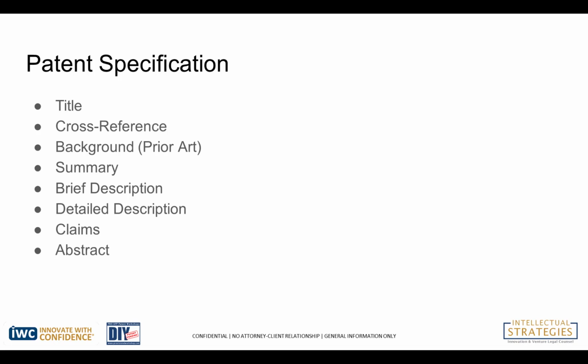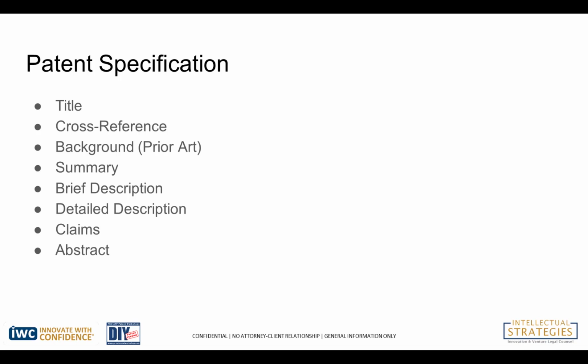And the order is really simple. The title, a cross-reference, which refers to any other related patent applications that you want your patent application to be tied to somehow. It gives a background section where you describe the prior art, which we've gone over. It gives a summary section, which is really just an introduction to your invention. It gives a brief description, which is the brief description of the drawings or the illustrations or the figures that are included in your application.